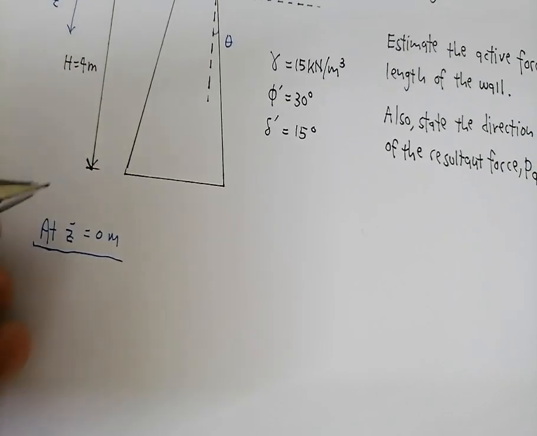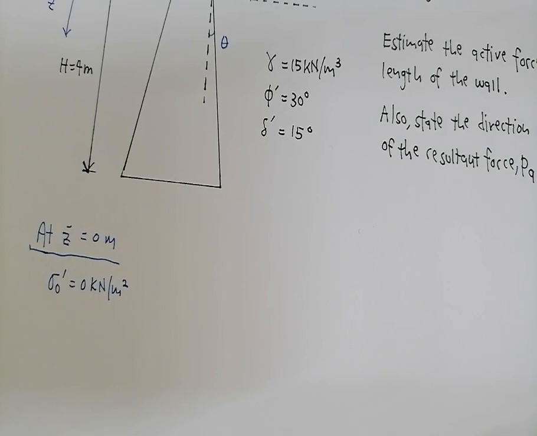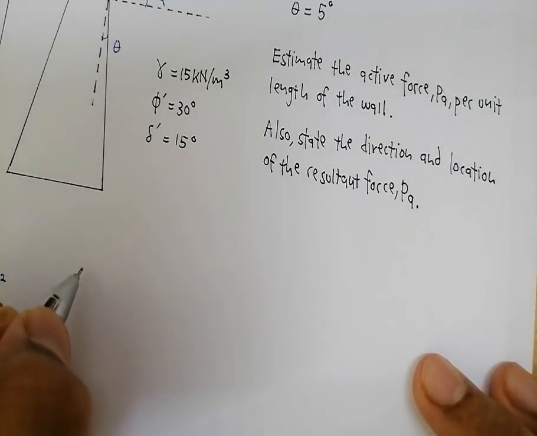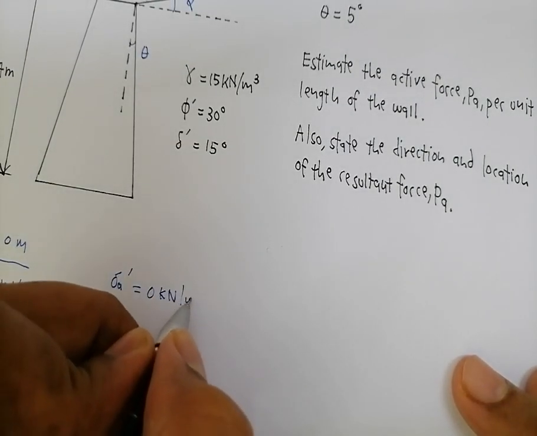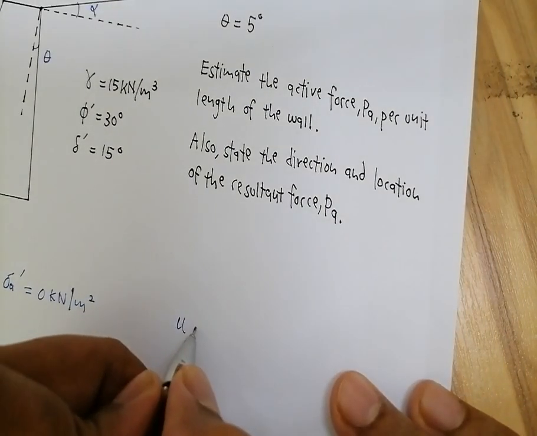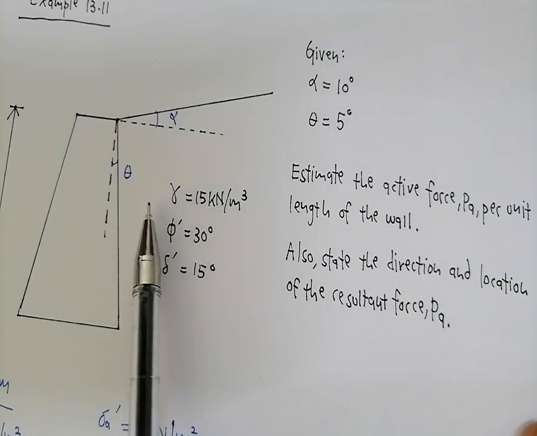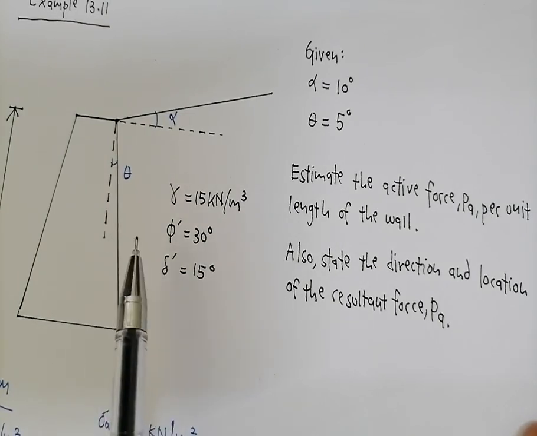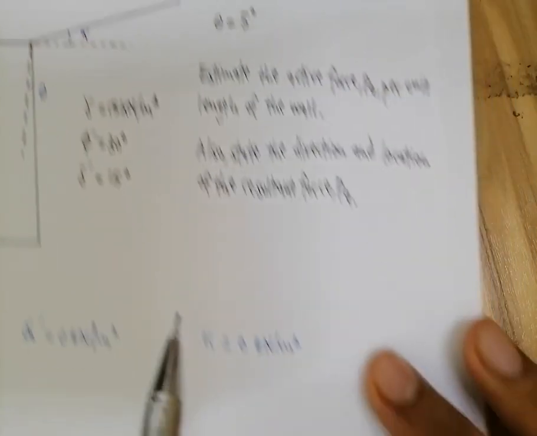All right, so when Z is 0 meter, our vertical effective stress is obviously 0 kilonewton per meter square. We don't have any surcharge. So therefore, our Coulomb's active earth pressure is also 0 kilonewton per meter square. And the pore water pressure is obviously 0 as well, since the unit weight given is not saturated, and there is no groundwater. The groundwater table is not involved in this task, so there is no pressure coming from the pore water acting on the wall. So this is 0.